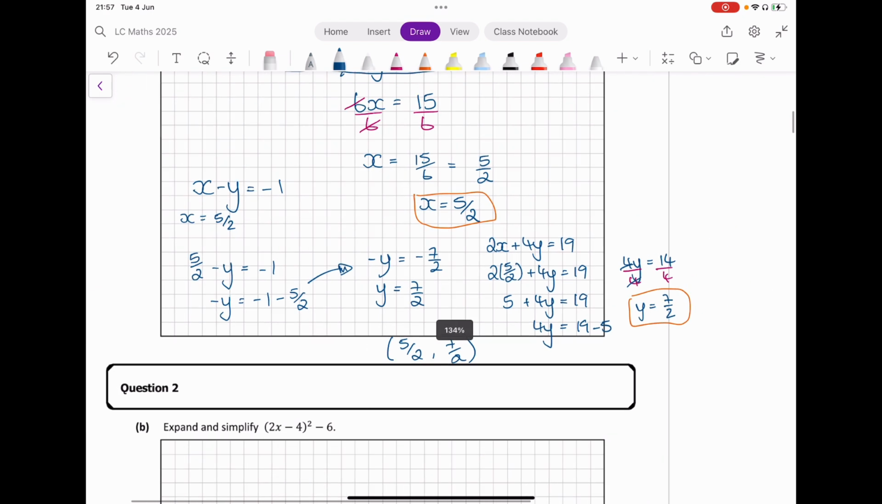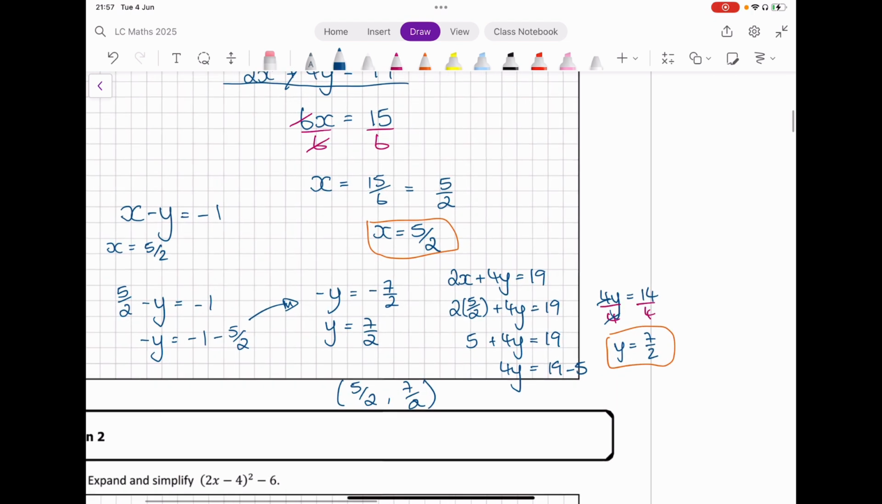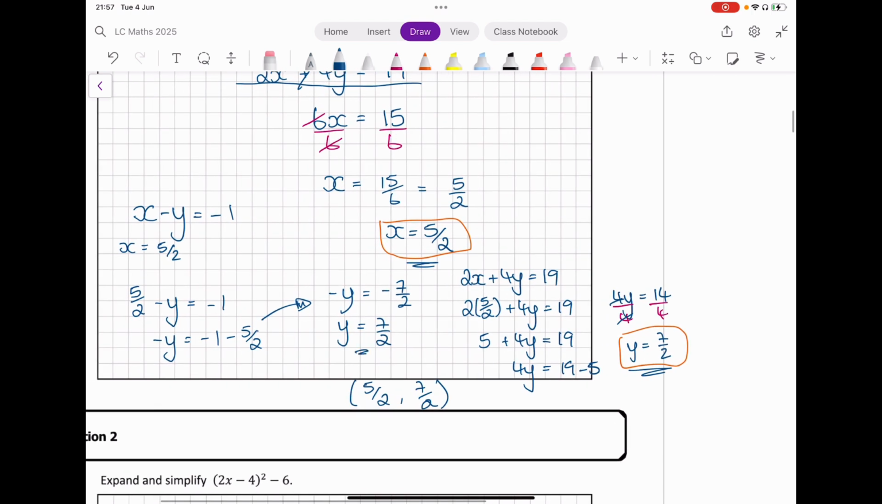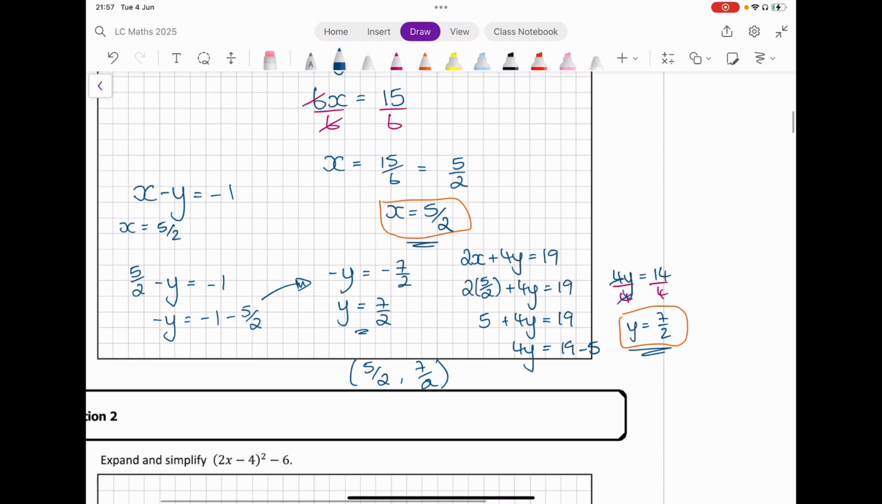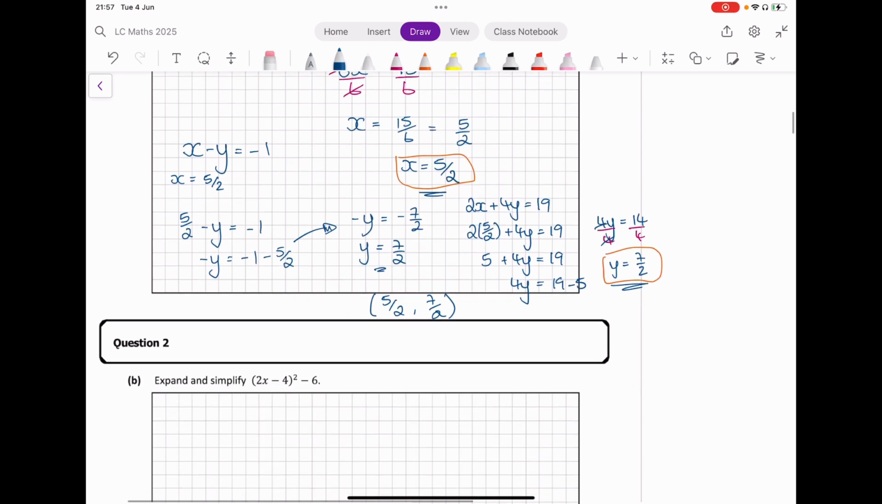Now this question isn't asking for a point of intersection. This is just asking to solve for x and y. So you've done it here, and you've even double checked your answer by showing that if I subbed it into the second equation, you get the same answer. So that question is worth 10 marks, okay?